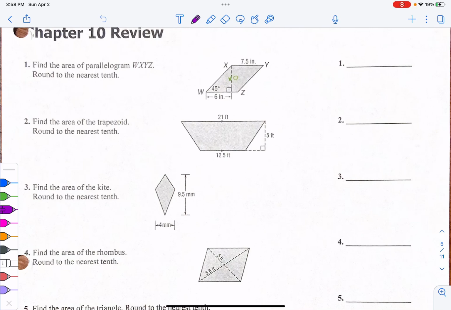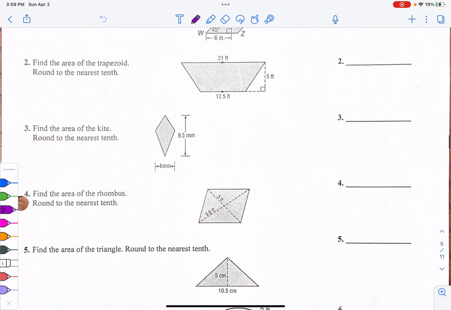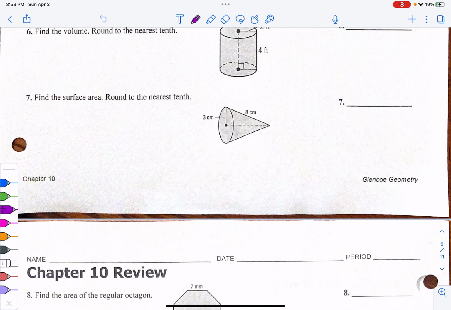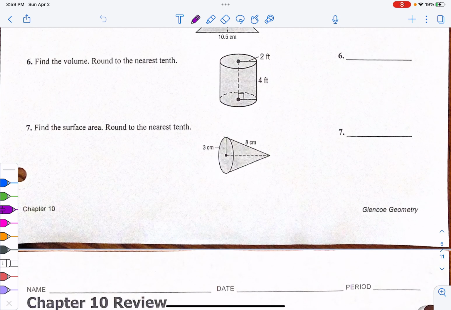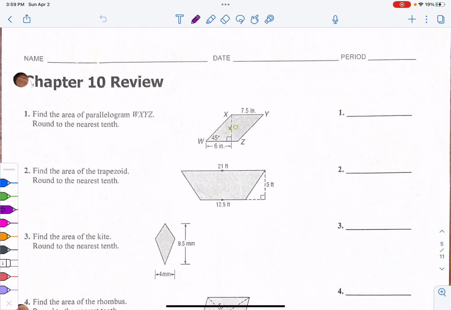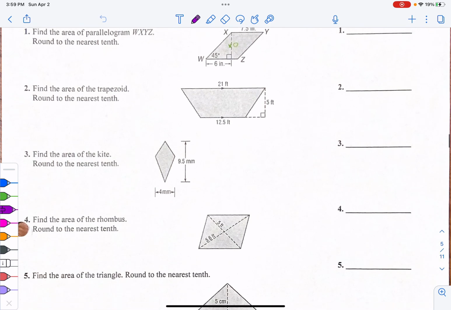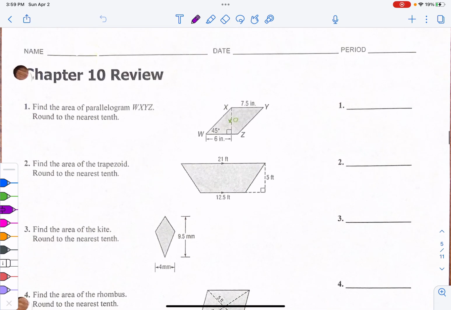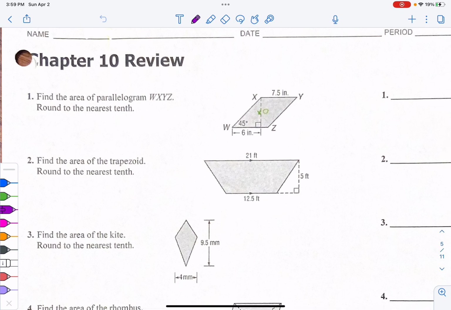Hey, Geometry, this is the review problems for Chapter 10. There is a portion of Chapter 10 that you will need to know the formulas for, and then there's any of the three-dimensional figures. I will give you those formulas when you go to take this test tomorrow. So anything that is two-dimensional, you probably need to know the formulas for. Maybe I'll write the formulas off to the side as we go through and do each individual problem, okay?